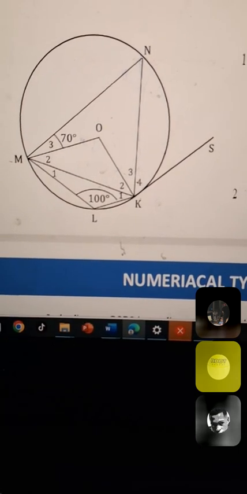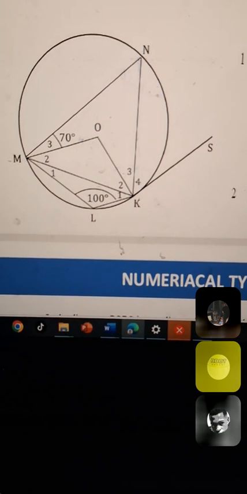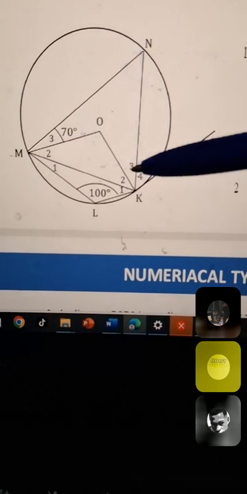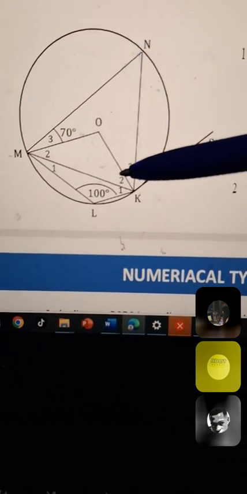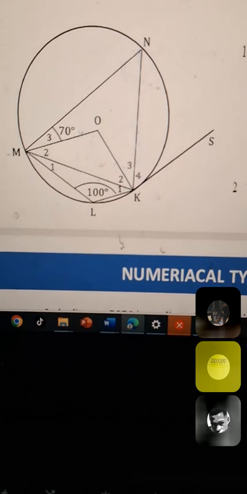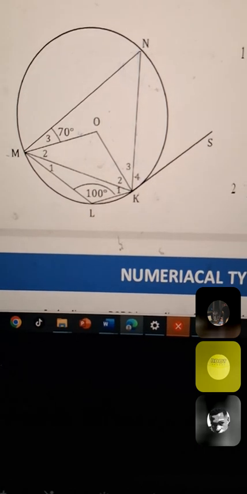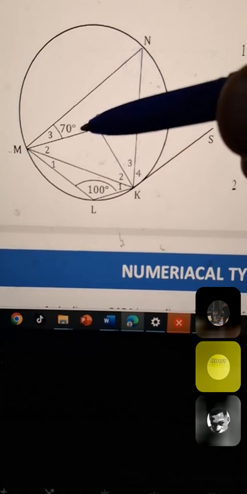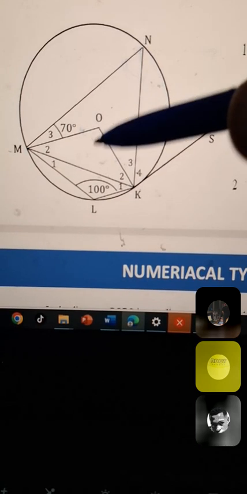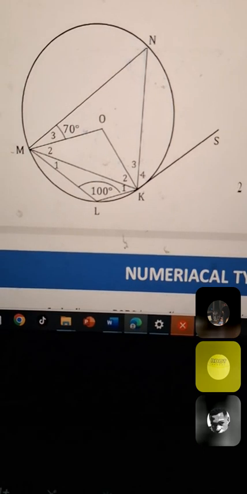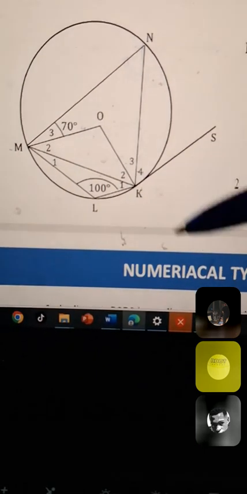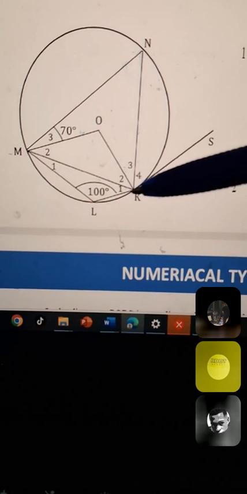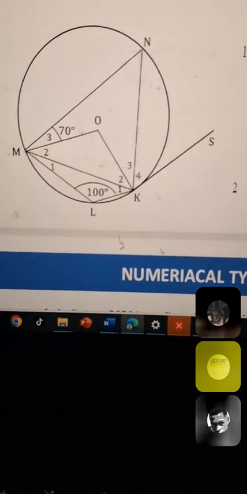We knew that OM is equal to OK due to radius. So we knew that M2 is equal to K2, angles opposite equal sides. Then we have that MOK, which was 160. We got this as 160 degrees, that's true. So M2 plus K2, they're equal. So we'll just substitute one with another. Then we're going to add them.